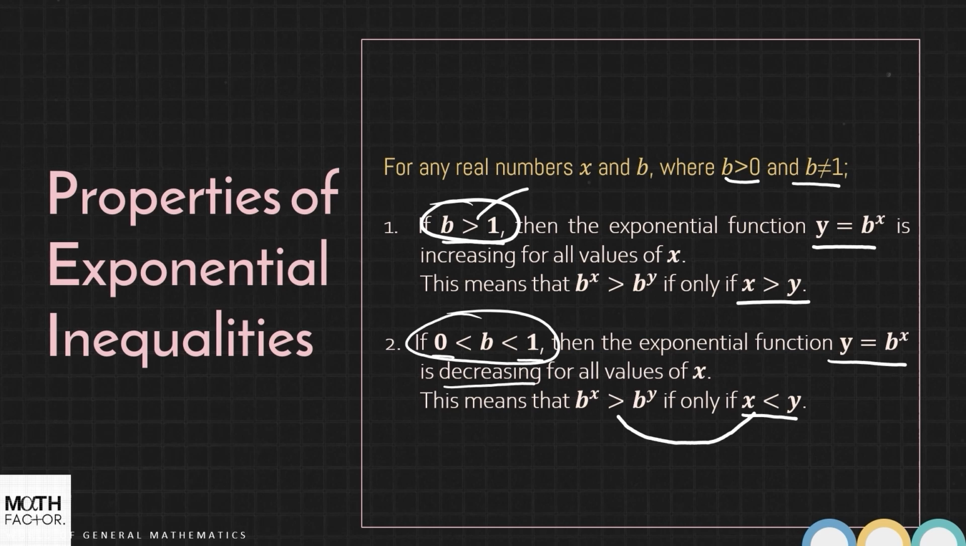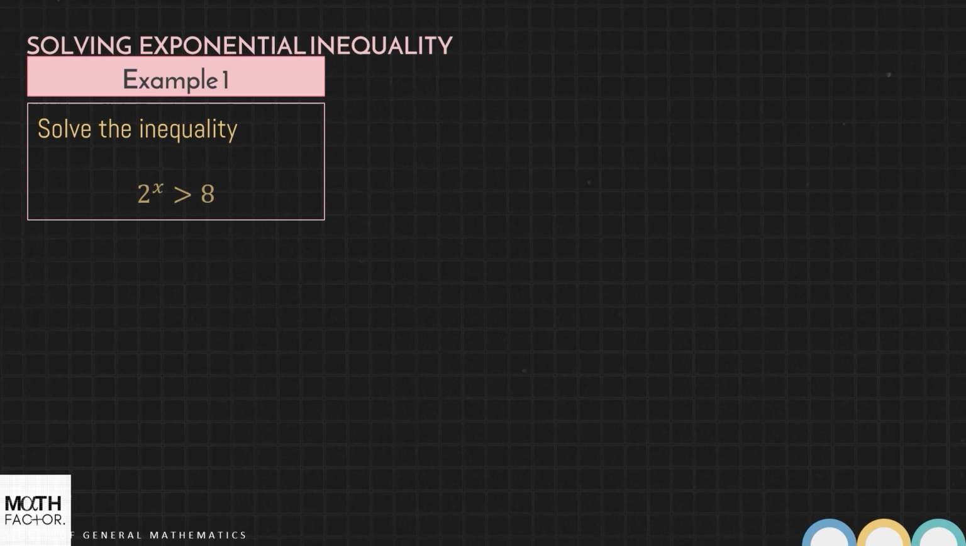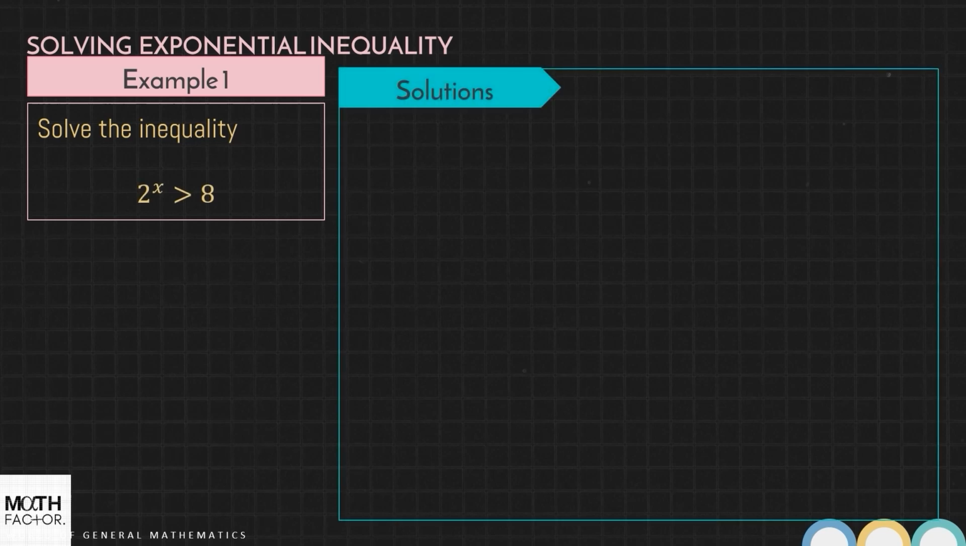So to understand this clearly, let us have our first example. Solve the inequality 2 raised to x greater than 8. So let me just write 2 raised to x is greater than 8. Same pa rin sa exponential equation na dapat we have same bases. So we will be writing this 8 as an exponential form of the base 2, and then raise it to 3.